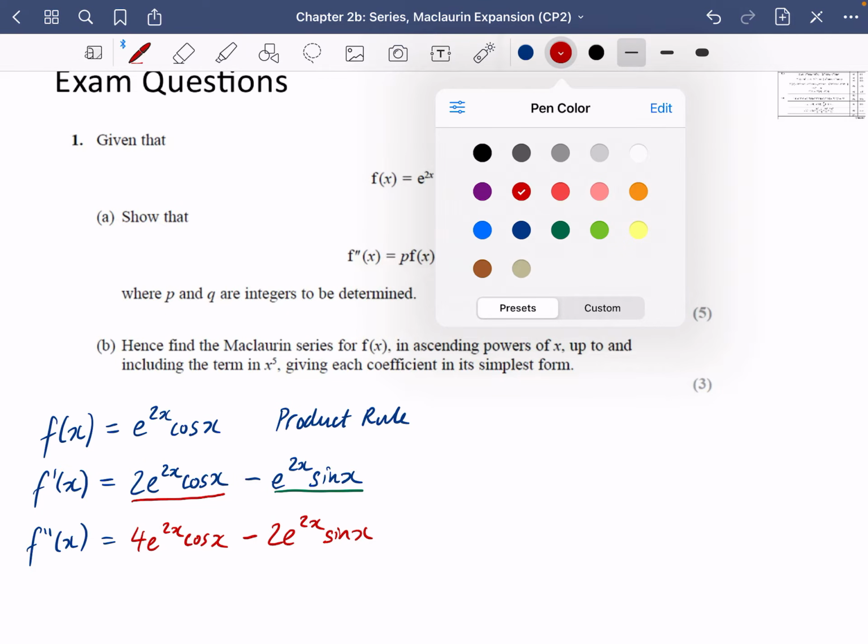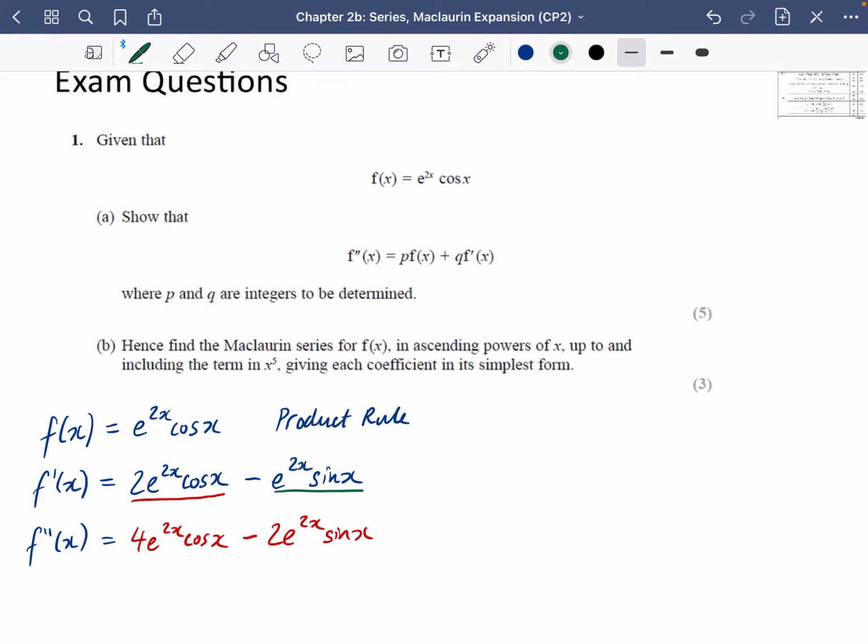Now I'm going to do the product rule on the second bit. So really it includes the minus there as well. Well, if I differentiate minus e to the 2x, I will get minus 2e to the 2x, and I'll have the sine x. Then I'm going to keep the minus e to the 2x, and I'm going to differentiate sine x to get cos x.